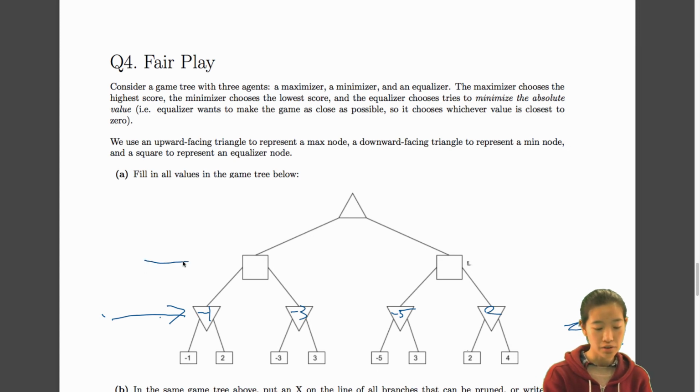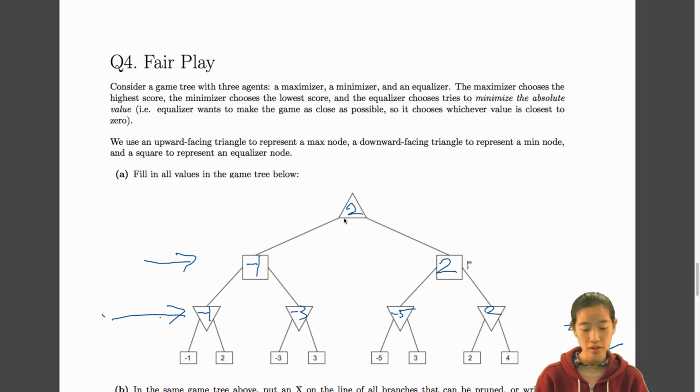We consider all the equalizer nodes. We choose the one that's closer to 0. This one's -1, closer to 0. Over here, closer to 0 is 2. And then we get to choose which one's the max. So we're choosing number 2.